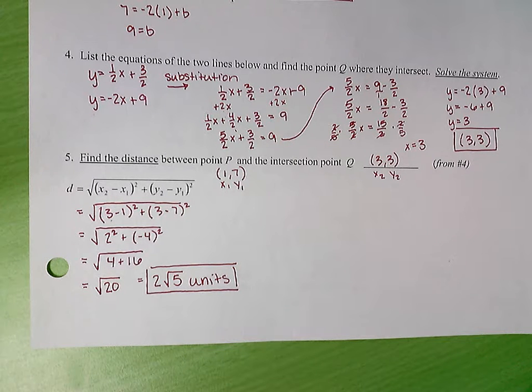So if you look at 20, you multiply 4 times 5 to get 20, right? So I took the square root of 4, and that's 2. So that comes out, and then 5 stays in because you can't take the square root of 5.